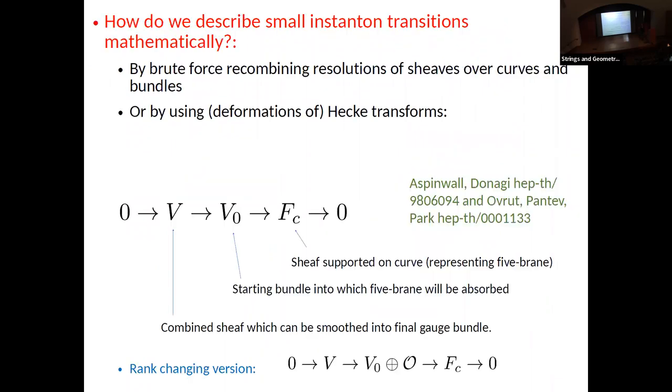The reason it's relevant for this talk is because in general, you can argue that geometrically what a small instanton transition looks like is that you can start with a bundle, which I'm going to call V0. You can absorb the effect of a 5-brane over a curve, which I'm going to describe as a skyscraper sheaf, and be left with a singular object which can be smoothed into a complete bundle. So to say this more simply, to perform a small instanton transition, you start with V0, you absorb a 5-brane, and you're left with V. As an aside, you can do this in a rank-changing way if you add extra copies of the trivial bundle in the middle, but we'll come back to that in a minute. So: starter bundle, absorb 5-brane, get the leftover.